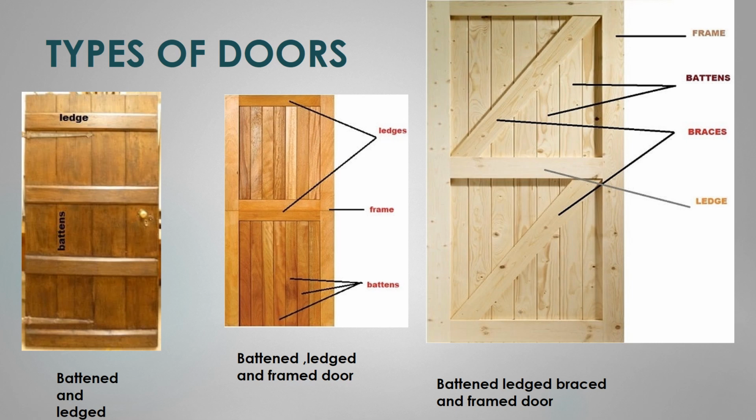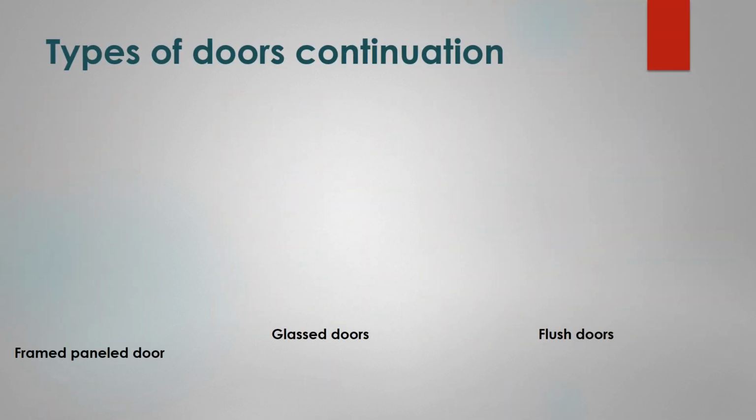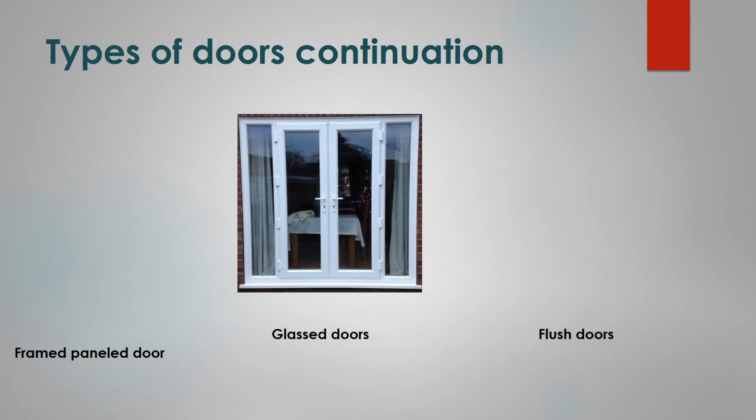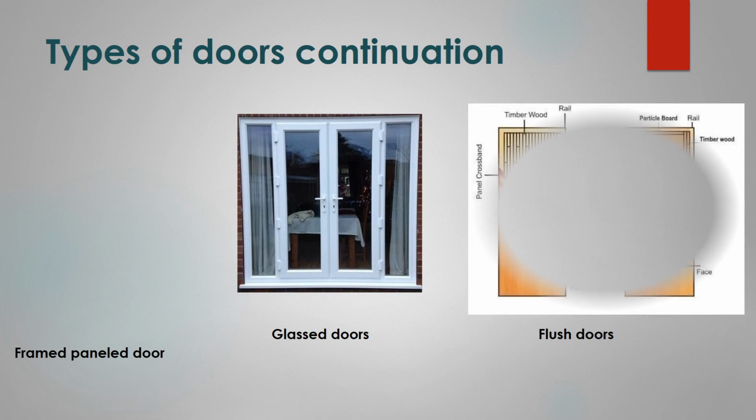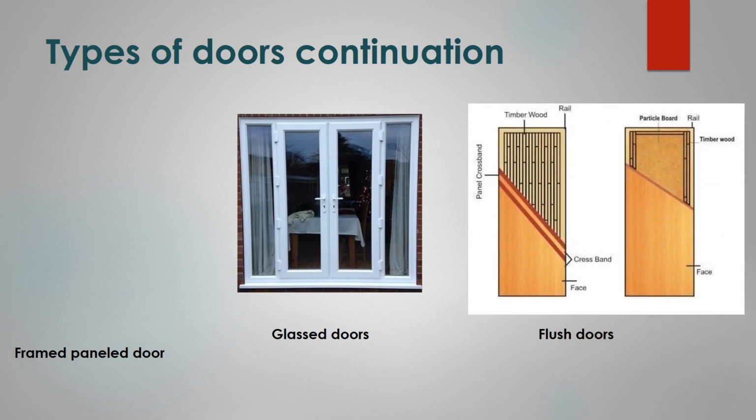We go to the next type of door, which is glassed doors. Glassed doors are made up of glasses. Glass is the main component that makes up that door. So we find this is the glass, this is the glass, this is the glass, this is the glass, hence the name glassed door.